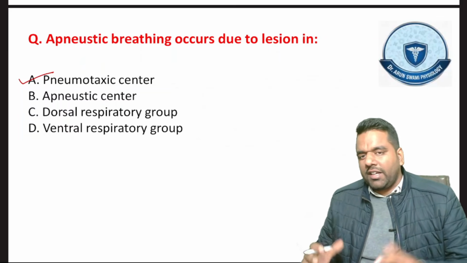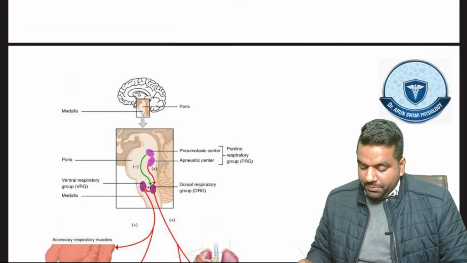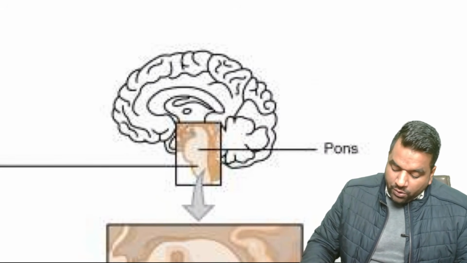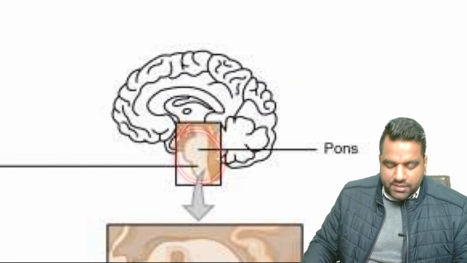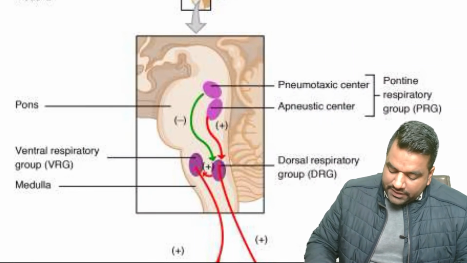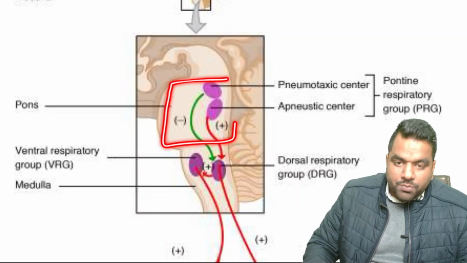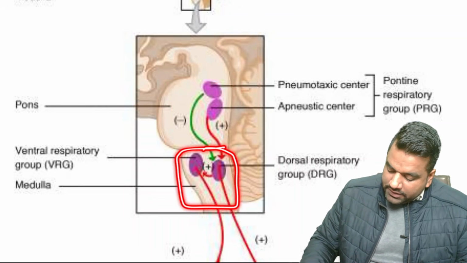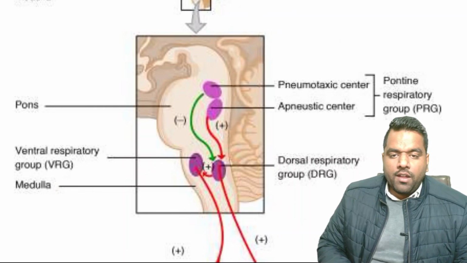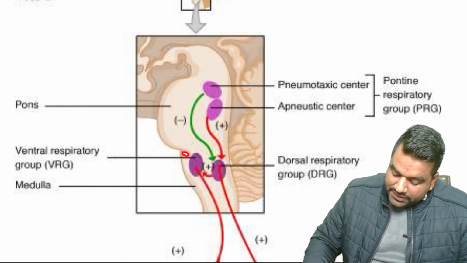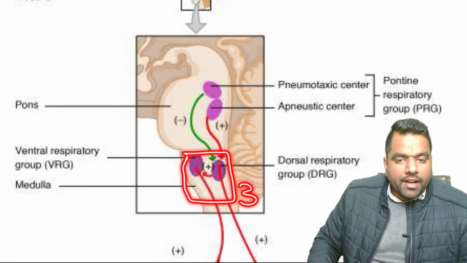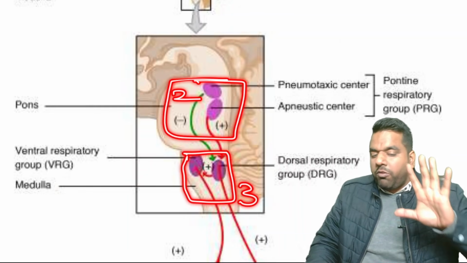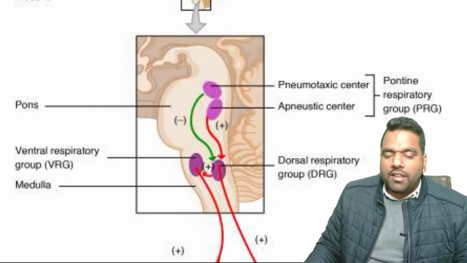Pneumotaxic center. So what are the different respiratory centers? Please pay attention over here. So this is your brain. In the brain, this is the area we call the brain stem. In the brain stem, there are two areas. This area we call the pons, and this area we call the medulla. Now please pay attention. Three centers are present in the medulla, and two centers are present in the pons. So in total there are 5 respiratory centers in the brain.